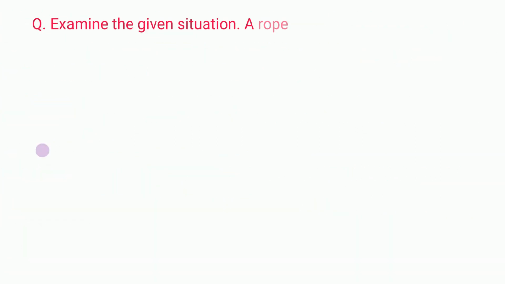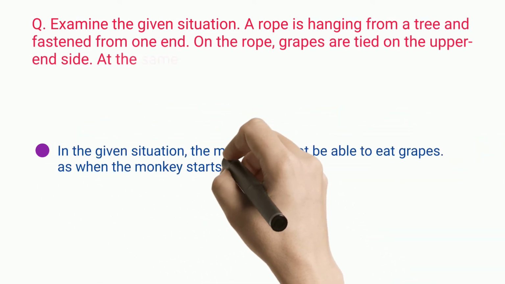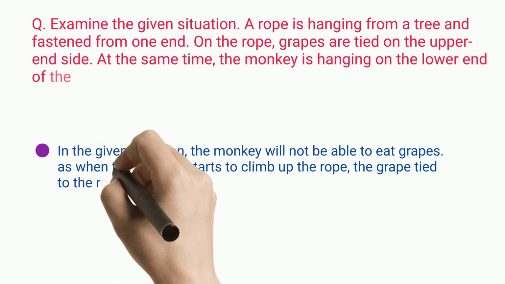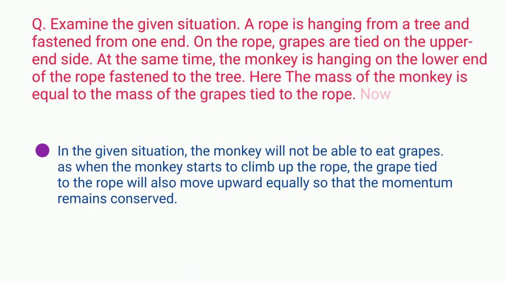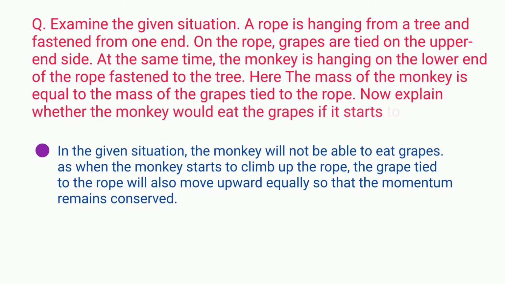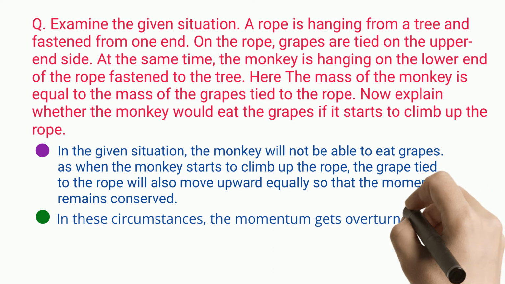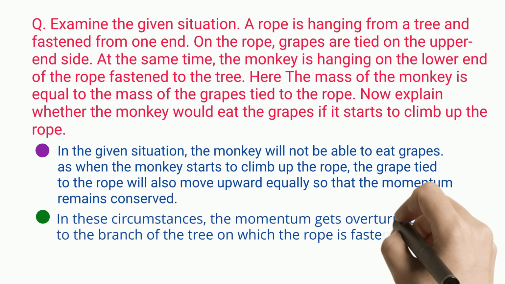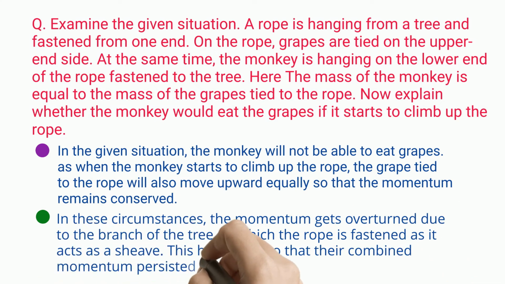Q. In the given situation, will the monkey be able to eat the grapes? The monkey will not be able to eat the grapes. As when the monkey starts to climb up the rope, the grape tied to the rope will also move upward equally so that the momentum remains conserved. In these circumstances, the momentum gets reversed due to the branch of the tree on which the rope is fastened, as it acts as a pulley. This happens so that their combined momentum persists in being zero.